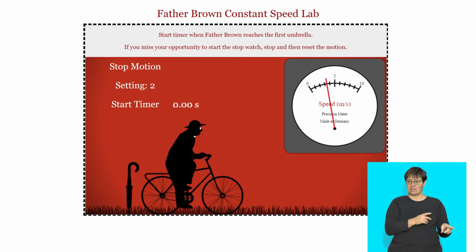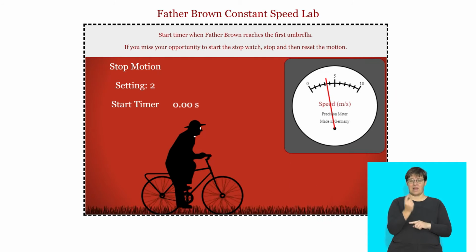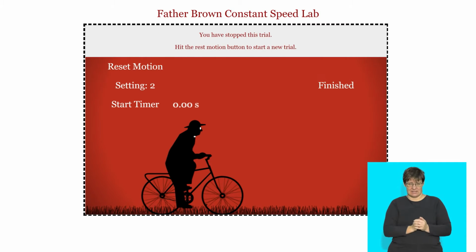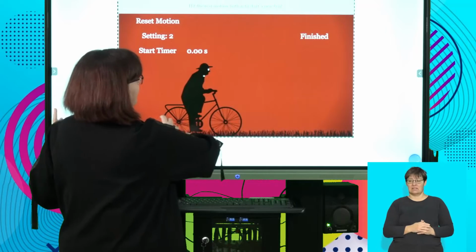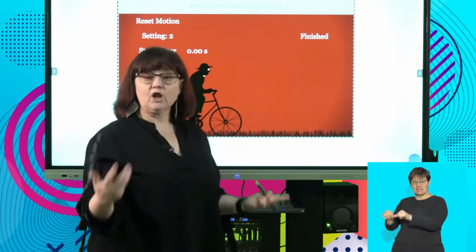We're supposed to stop it when he goes past the umbrella. We're not going to. But as you can see, his speed is staying constant, and it's just over 3 meters per second. That didn't change. Now, that's a speed because I haven't put a direction in. We didn't say which way he was going. But if he's going to the right, that means he had a constant velocity of just over 3 meters per second to the right.